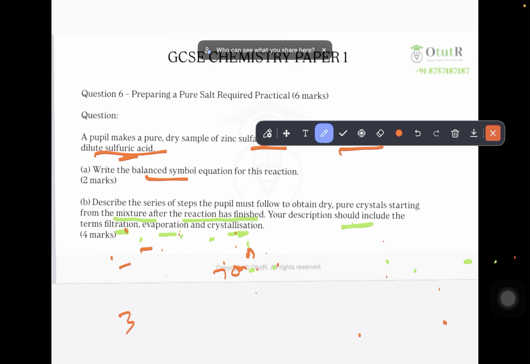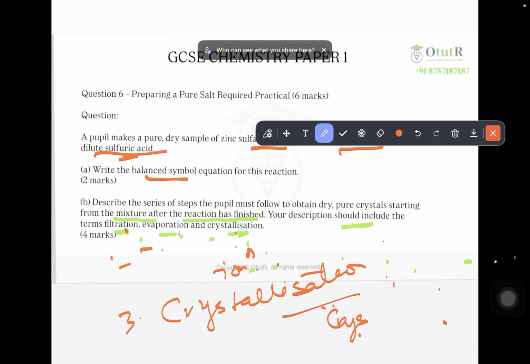Next is crystallization. Crystallization is when we leave the concentrated solution in a warm place to cool slowly. Over here, when it cools slowly, we'll see crystals of zinc sulfate. Crystals of zinc sulfate will be formed as the water evaporates.